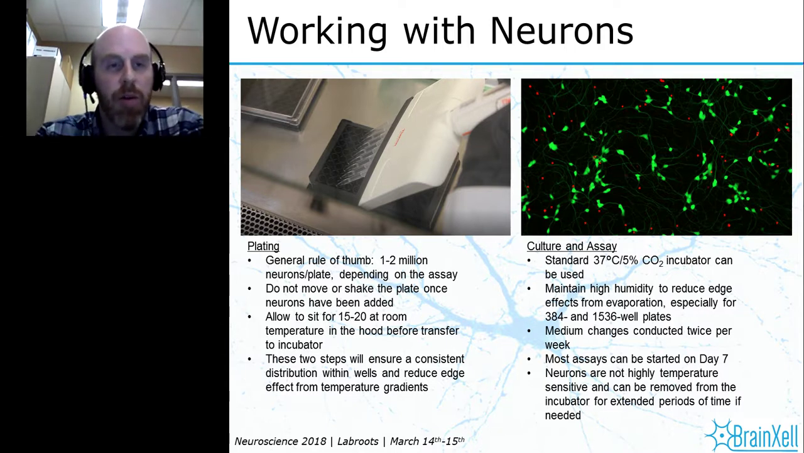Another general rule of thumb working with these cells is the fewer changes you can get away with, fewer media changes you can get away with, the better. The neurons don't like to be shocked, and so changes just twice a week are perfectly sufficient for these cells.